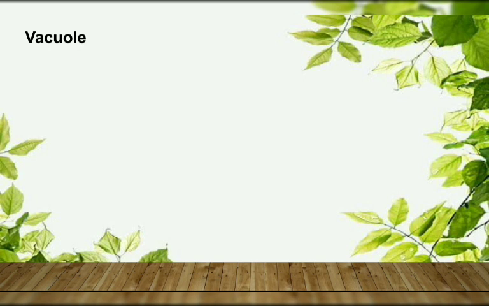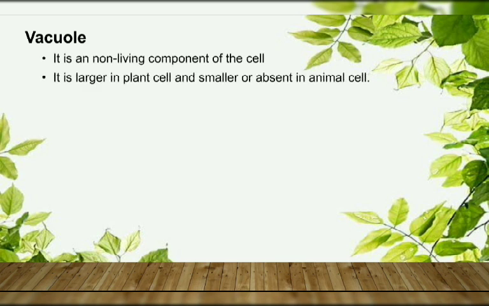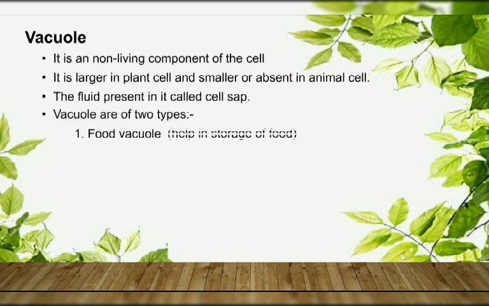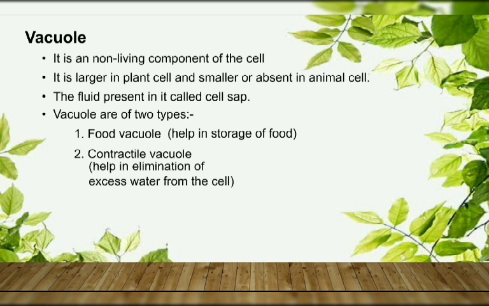First thing, the vacuole is larger in the plant cell but smaller or absent in the animal cell. Vacuoles are basically of two types: the food vacuole, which absorbs food, and the contractile vacuole, which removes excess water. The liquid present inside the vacuole is called cell sap, and its layer is called the tonoplast. It is a non-living component of the cell, a fluid. The food vacuole helps in storage of food, and the contractile vacuole helps in elimination of excess water from the cell.